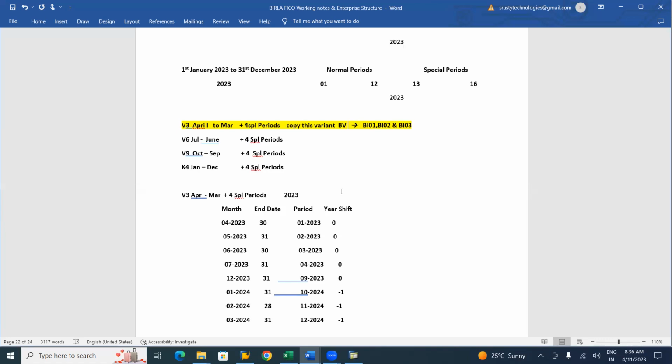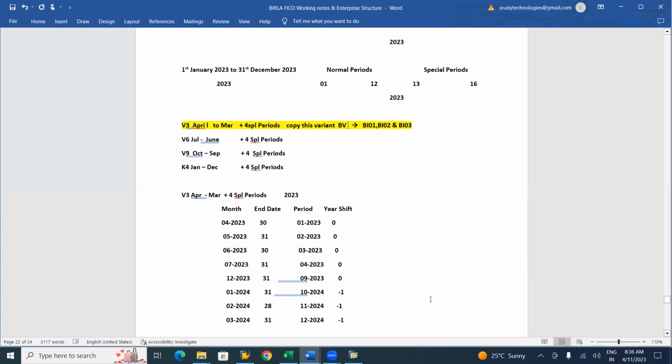Any questions on this year shift concept? What about special periods? Special period is also the same thing. For special periods, the same thing will be followed, and it will take the 13th period instead of the 12th.